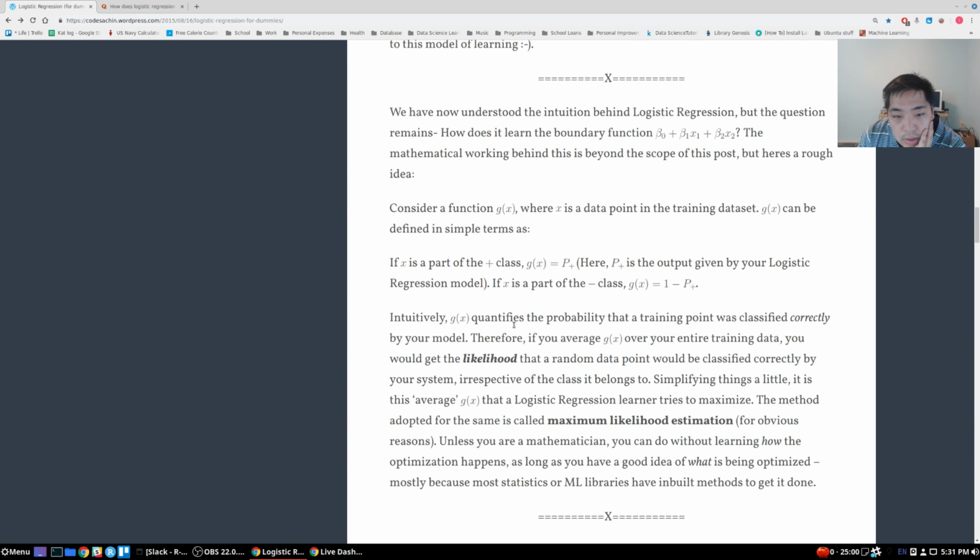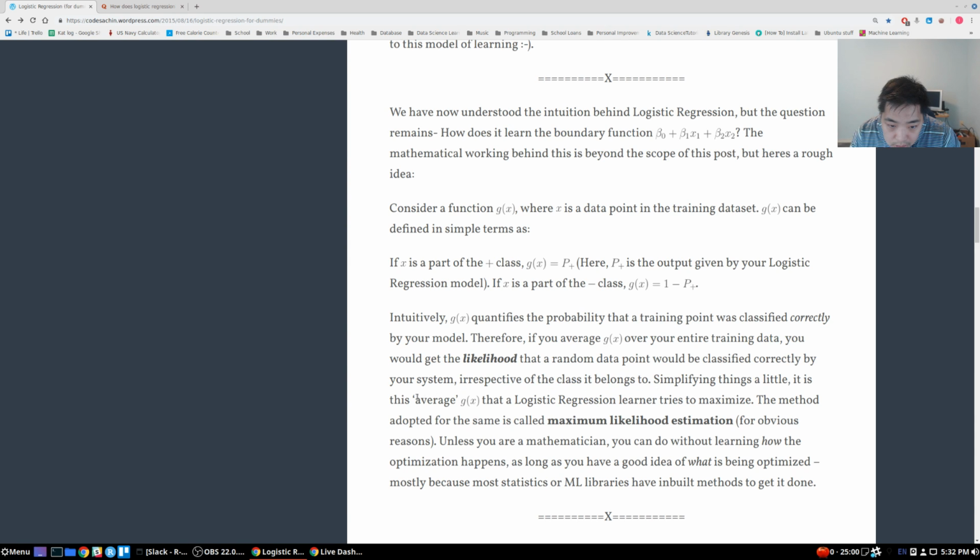Intuitively, g of x quantifies the probability that a training point was classified correctly by your model. Therefore, if you average g of x over your entire training data, you would get the likelihood that a random data point would be classified correctly by your system, irrespective of the class it belongs to.